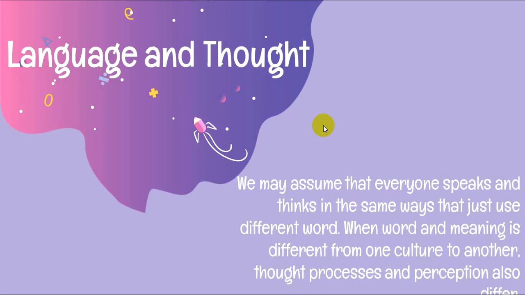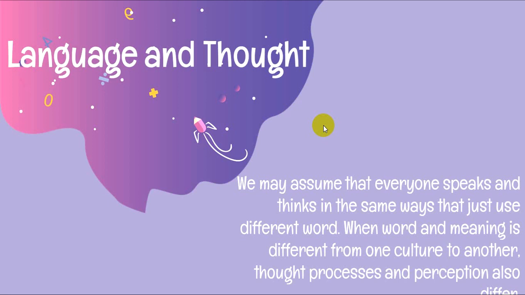First is language and thought. We may assume that everyone speaks and thinks in the same way, just using different words. When words and meanings differ from one culture to another, thought processes and perceptions are also different. These differences in perception, many of them subconscious, influence how people think and use language. That's called linguistic relativity.